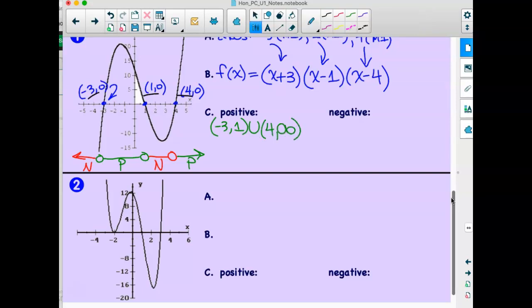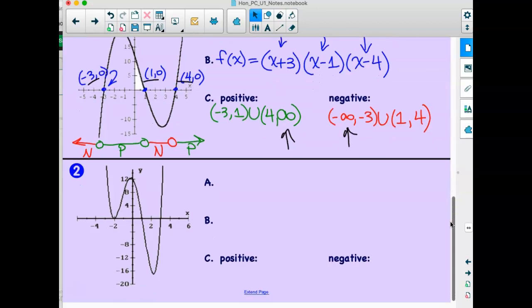Okay. Negative intervals are going to be from -infinity to -3, union, and then we'll do 1 to 4. And that's it, okay? And you'll notice that between both intervals, we go from -infinity to +infinity. So that means we've included everything because that actually would be the domain of that particular function. All right, okay, let's try one more like that before we move on here.